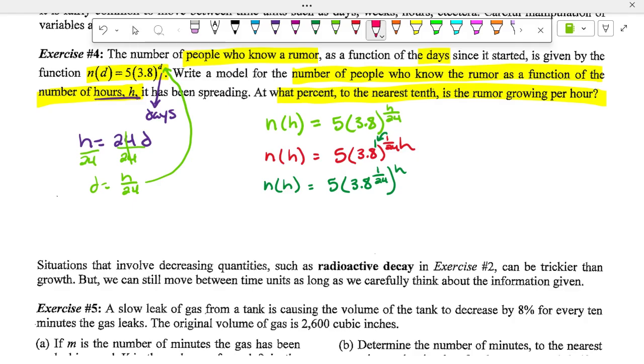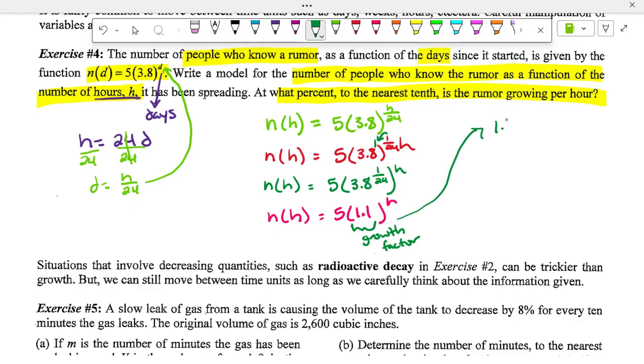So this would be N to the H is equal to 5 times 1.1 to the H power. So this is our growth factor. But we want to know what our rate of growth is per hour. So how do I find that?